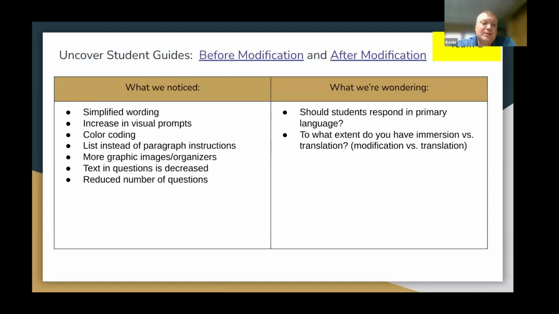Graphic organizers, decreased text, reduced number of questions. Yes, just be cautious with reducing questions. You want to make sure that you're just getting rid of either ones that are completely unrealistic for them to tackle, whether it's because it's a cultural thing that they're not going to be familiar with, or if it's just strategic or technically too hard for them.